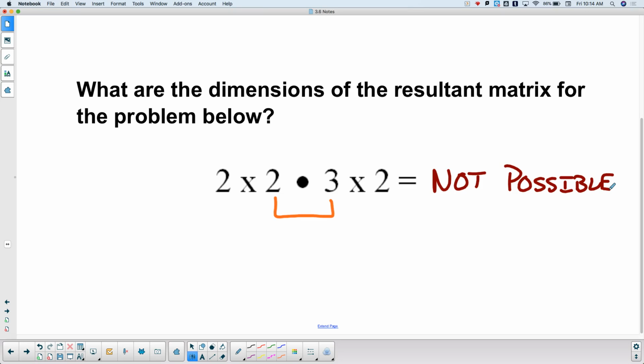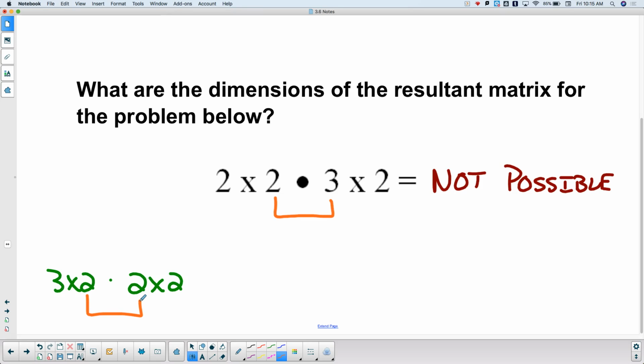If I reversed the order, if I went with my 3 by 2 matrix first, and then multiplied that by my 2 by 2 matrix, then those would work, and I would get a 3 by 2 matrix. However, you don't have to do that. If the way the problem is written, you see it and it's not possible, you don't have to flip the order to get an answer. The answer is not possible. Okay?